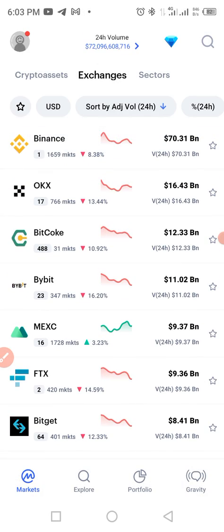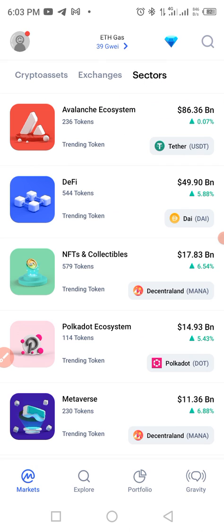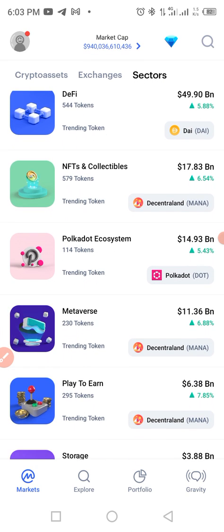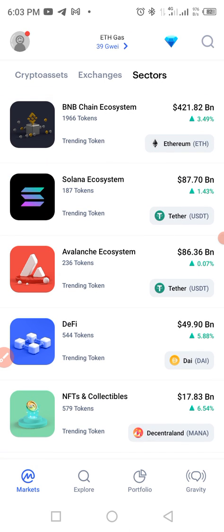All right, let's look at the next one, which is the sectors. Now what are sectors? Sectors just refers to the various ecosystems in cryptocurrency assets. Remember I told you about different utility. It's just like the categories, the classification of cryptocurrency assets. Some assets are under the BNB chain ecosystem, some are under the Solana ecosystem, some are under Avalanche. These are just their categories.